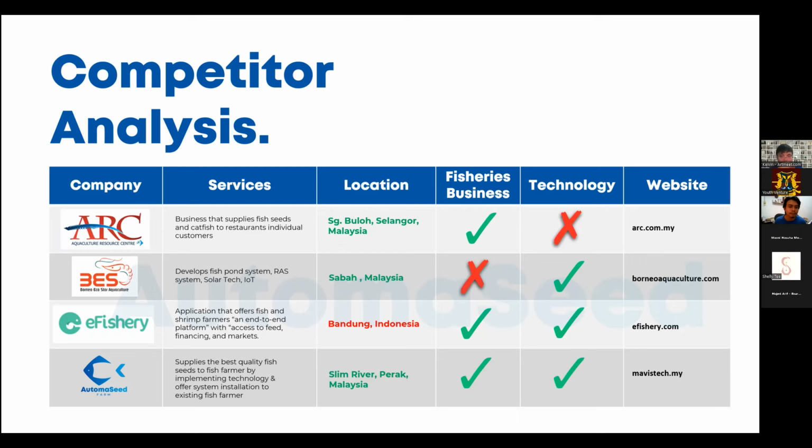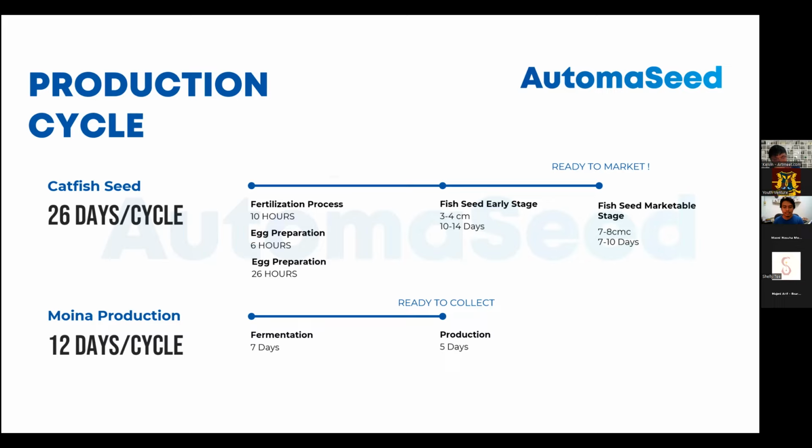Okay, so this is just the cycle. This is just the time we have to take in a cycle, for one cycle to make a profit. Approximately 1 month, and then we can get the money. Because somehow people often say it takes a lot of time to make a seed, but not actually. We just have to get it done in 1 month.